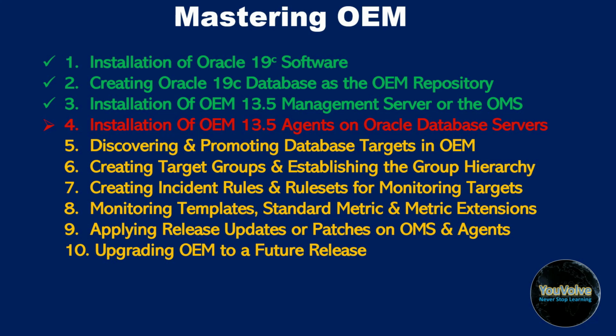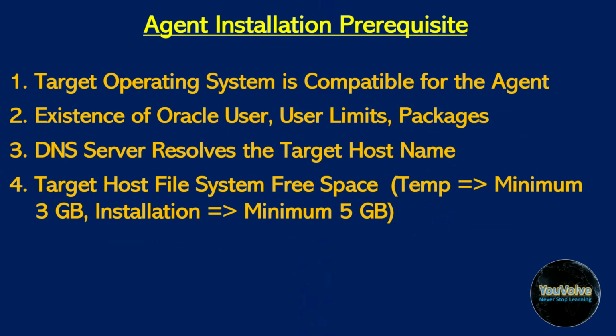In the last couple of tutorials, we created the 64-bit Oracle Linux 7.9 virtual server, installed Oracle 19c software, created the Oracle database for the OEM repository, and also installed the OEM 13.5 software. If you have not watched the previous tutorials in this series, I suggest you watch them first so you get a better understanding of today's tutorial. Today, we will cover installation of OEM agents on database servers.